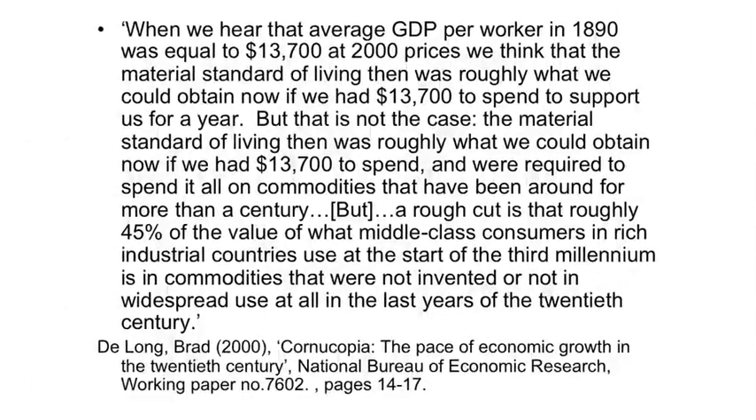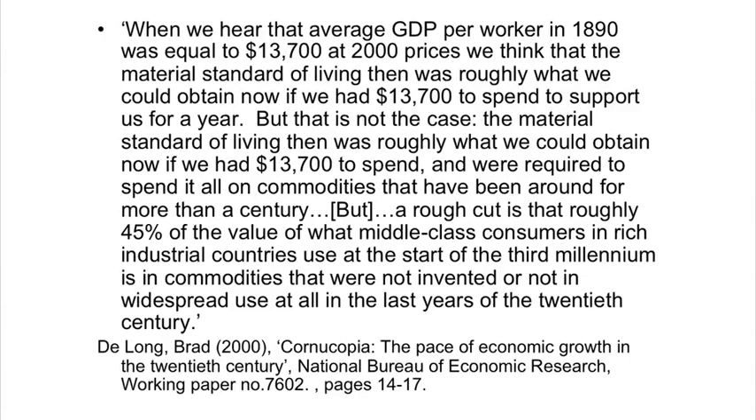The Berkeley economist Brad DeLong captured this idea really nicely, I think, in the following quote, when he said that when we hear that average GDP per worker in 1890 was equal to $13,700 at 2000 prices, that is, we're converting GDP from 1890 to express it in the same terms as 2000 prices, we think that the material standard of living then was roughly what we could obtain now if we had $13,700 to spend to support us for a year today.